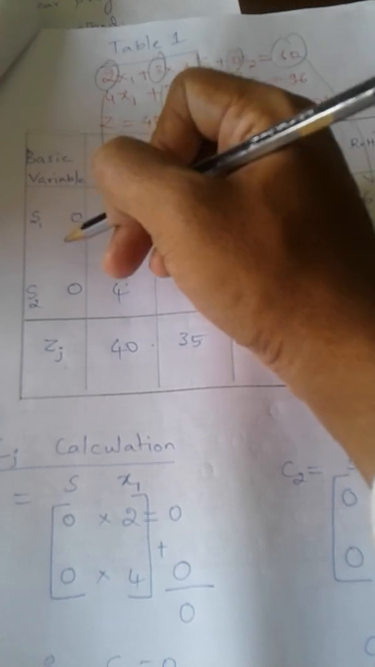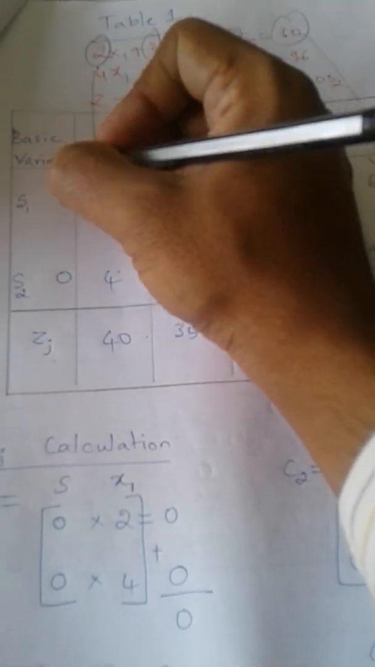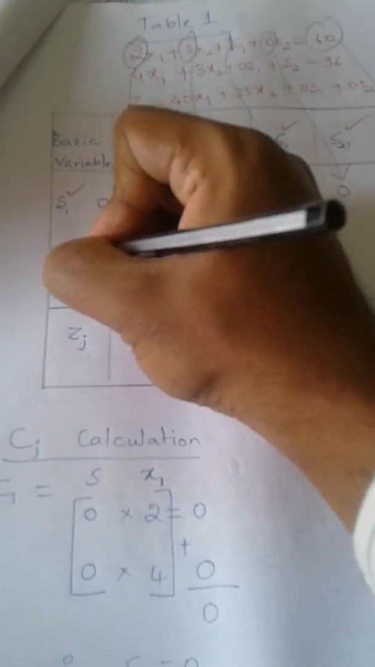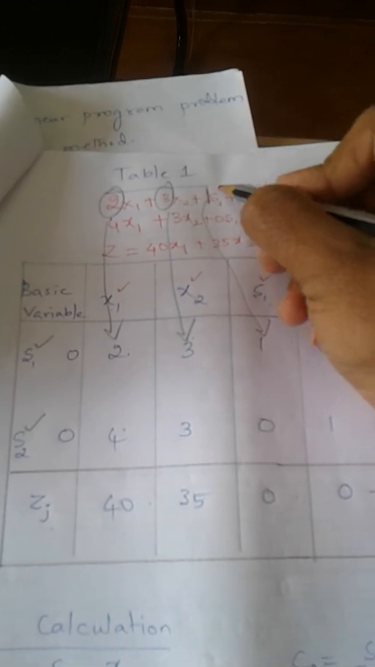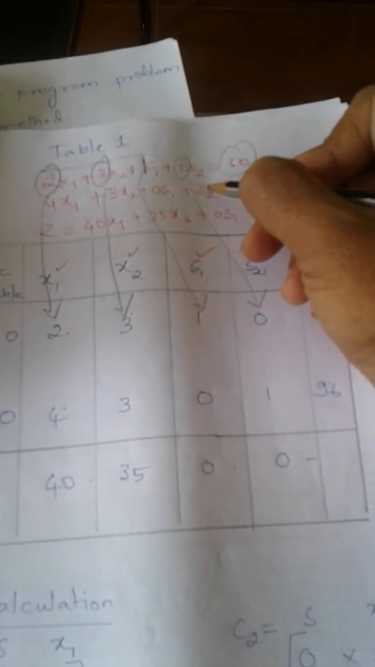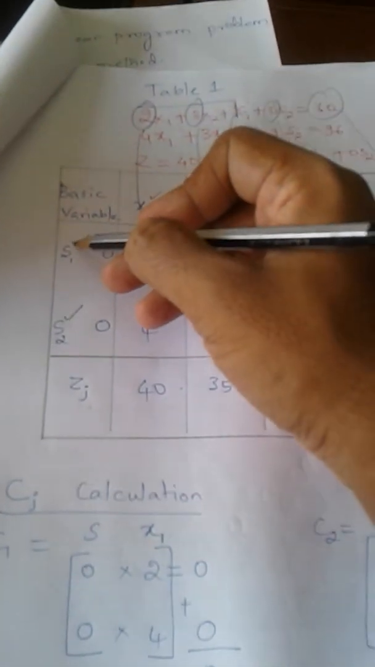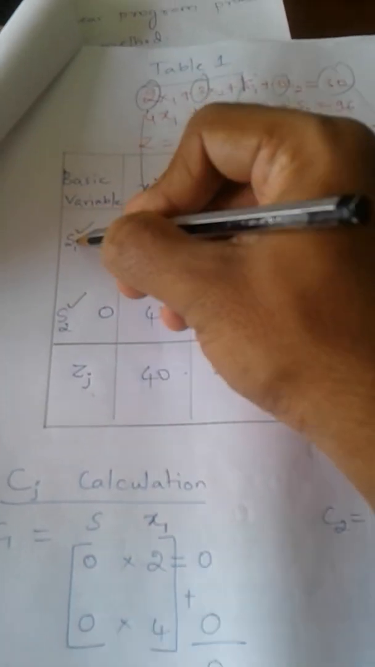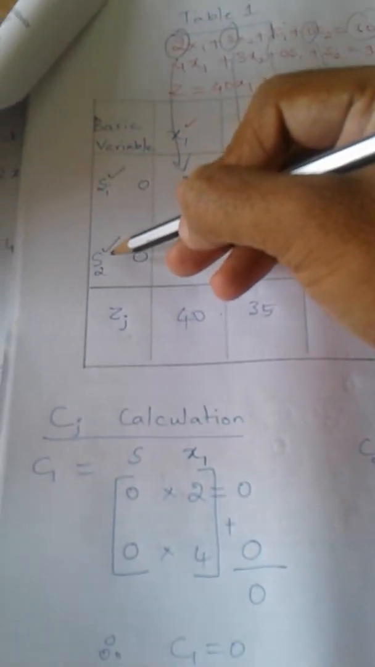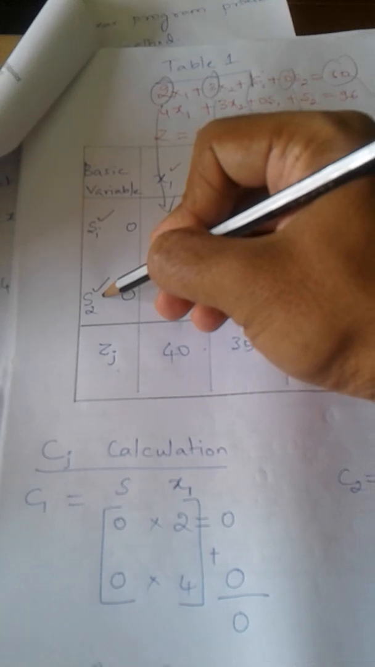Next, the basic variables. Always remember that the basic variables will be s1 and s2, because these are the extra variables which you have introduced in the equations. That is, s1 you have introduced in the first equation and s2 is introduced in the second equation. That is the reason in the first row you write s1, and for the second equation you write s2.